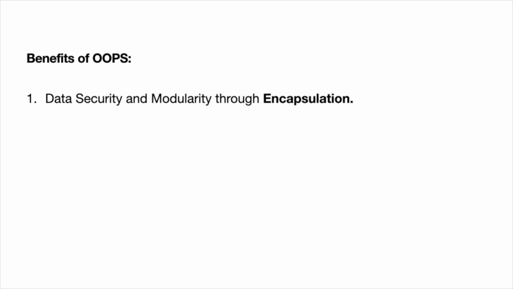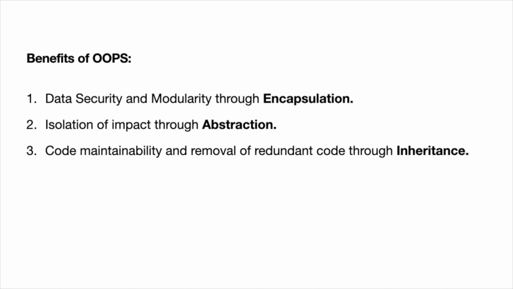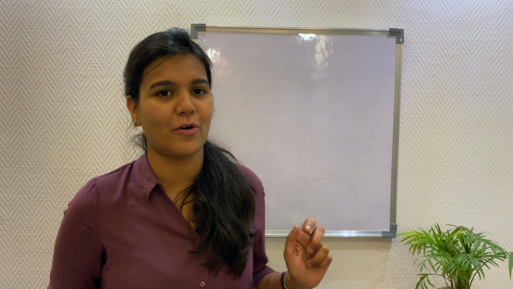Each of these principles mimic the real world, and hence, when designing software around a real world problem, you can use some or all of these concepts. I will now conclude by summarizing all the benefits of OOPS: data security and modularity through encapsulation, isolating the impact through abstraction, code maintainability and removing the redundant code through inheritance, code reusability and code flexibility through polymorphism.